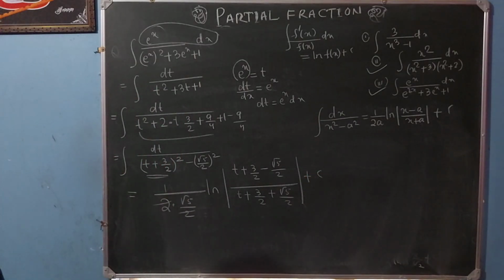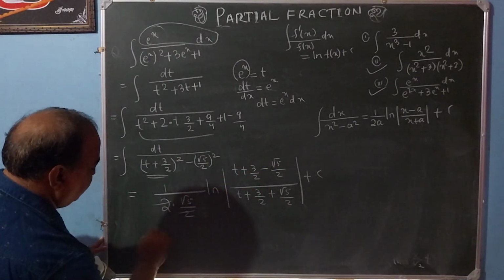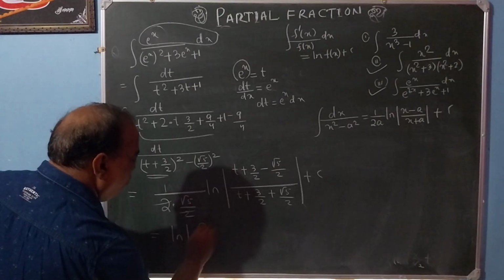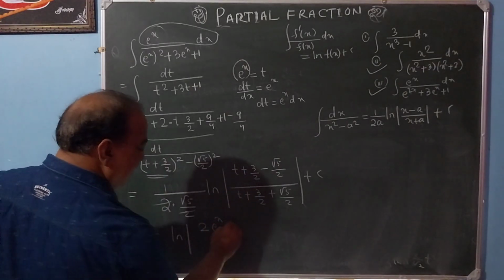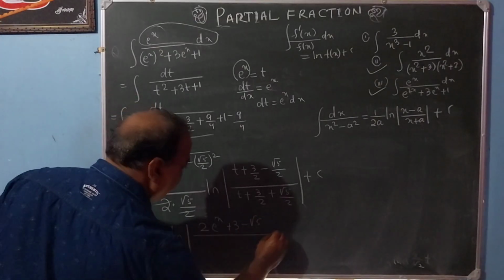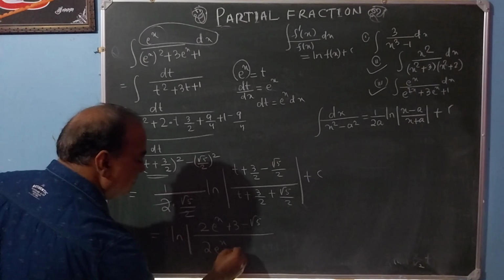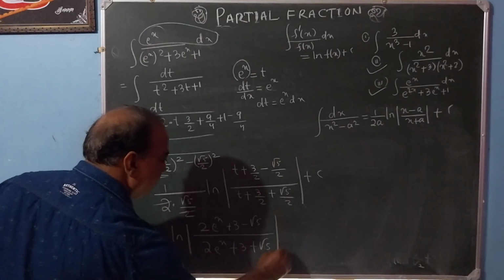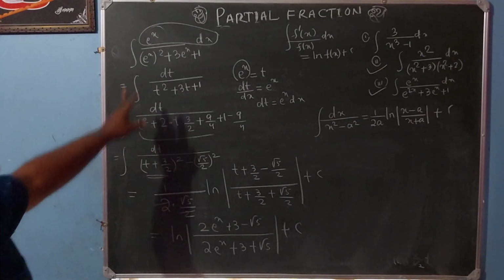Now putting the value of t equal to e to the power x, taking LCM, we get 1 by root 5 ln of (2 e to the power x plus 3 minus root 5) by (2 e to the power x plus 3 plus root 5), okay, plus c. So this is the answer of this question.